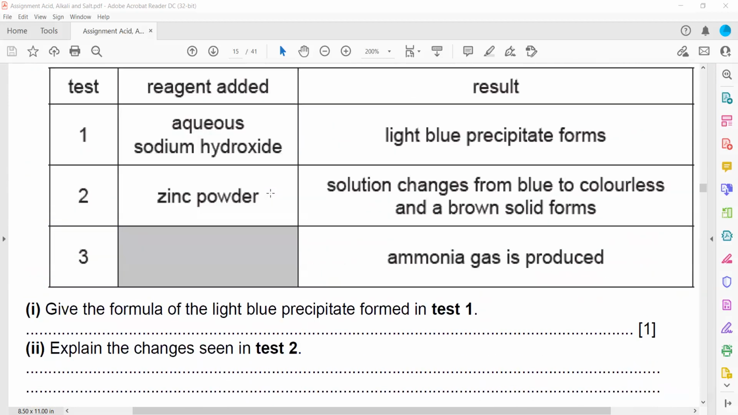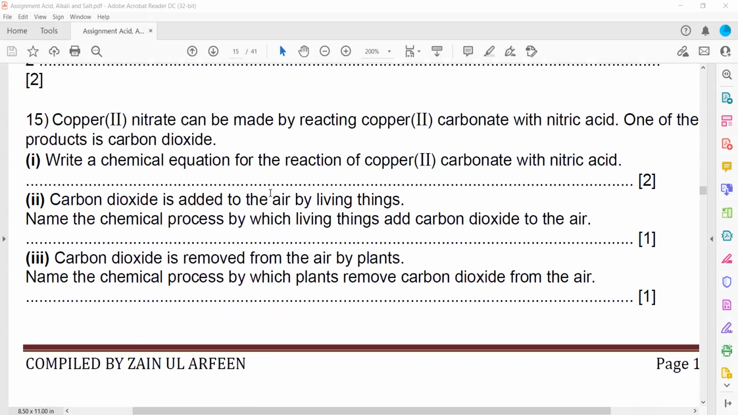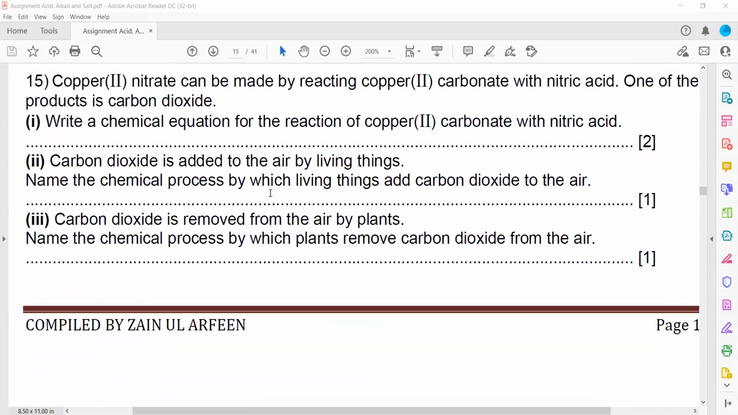This question is related to identification of not only ions, it's also about the metal topic. Question 15: copper nitrate can be made by reacting copper carbonate with nitric acid. One of the products is carbon dioxide. Write a chemical equation for the reaction of copper carbonate with nitric acid.